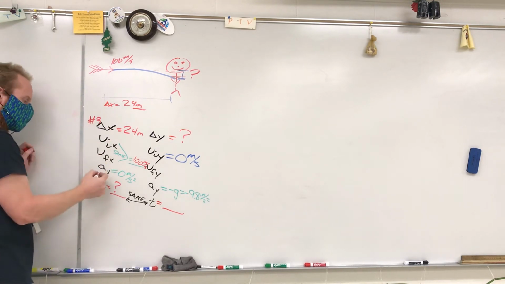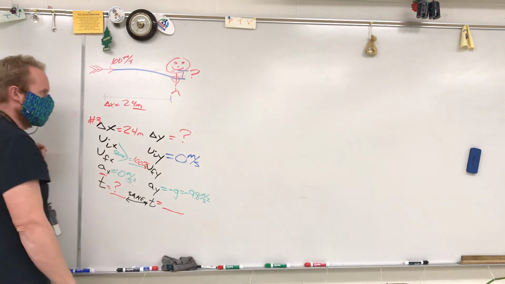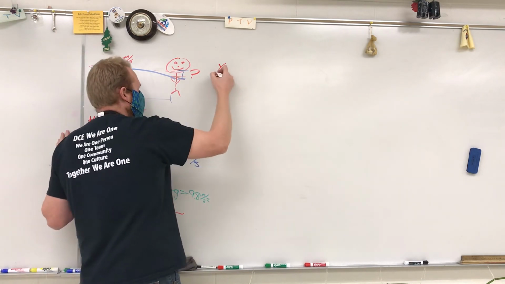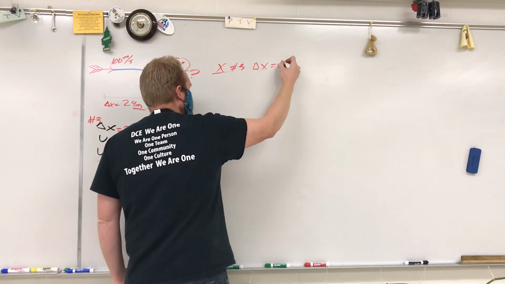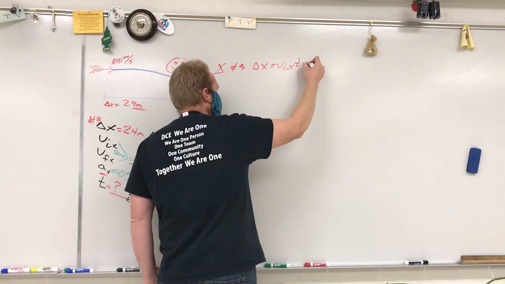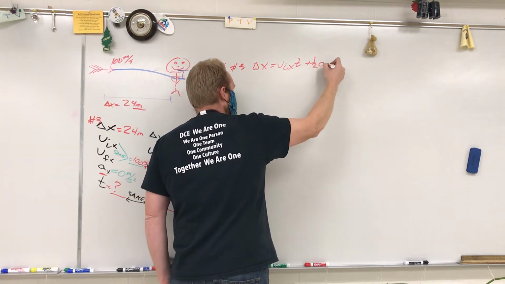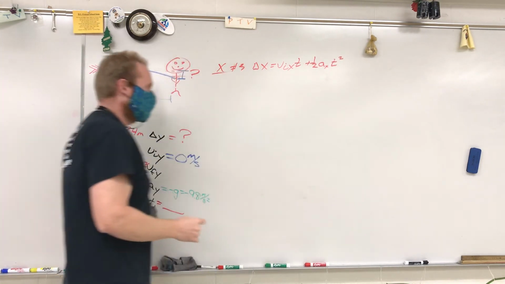Because this is equal to 0, the suggestion is to use equation number 3. So in the x direction, equation number 3 says delta x is equal to vix times t plus 1/2 ax times t squared.